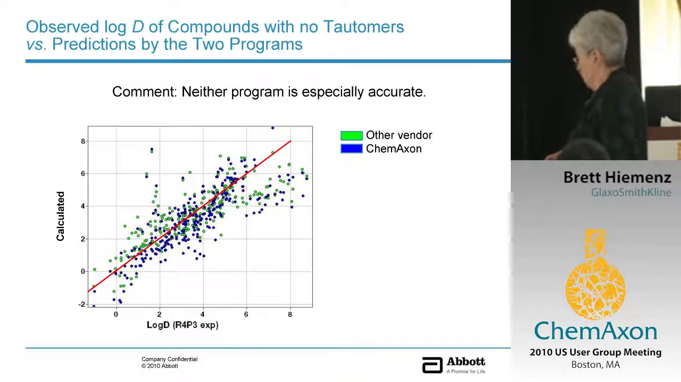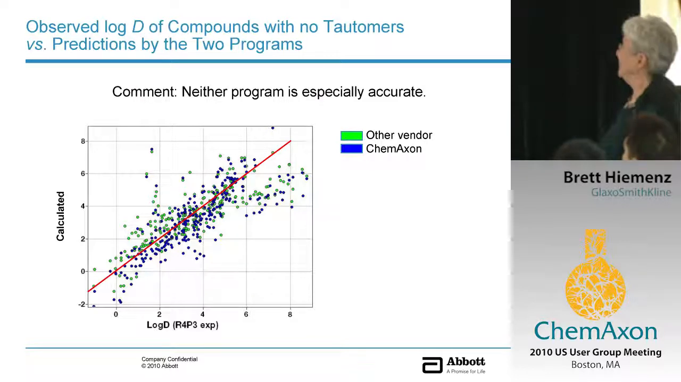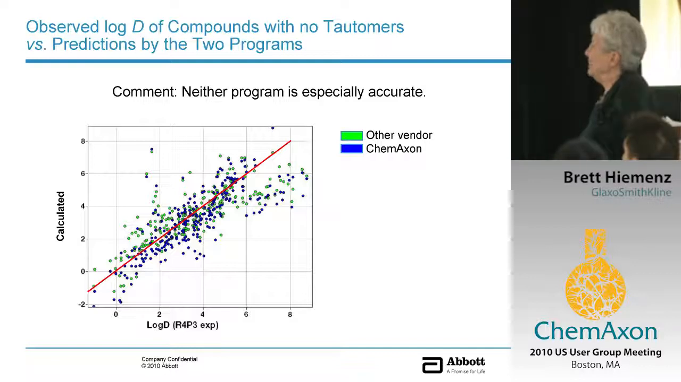So this is a plot now of the calculated value with the two vendors and the experimental. And the red line is the ideal. And you see the scatter in both directions. It seems like maybe Chemaxon is more often a little lower, but it gives you an idea of, in a way, how depressing this is. It's kind of like docking, I guess. You know, we wish it were better.